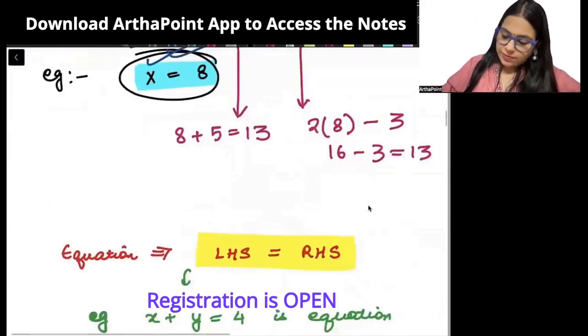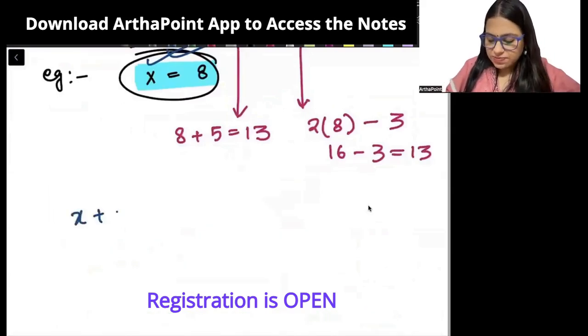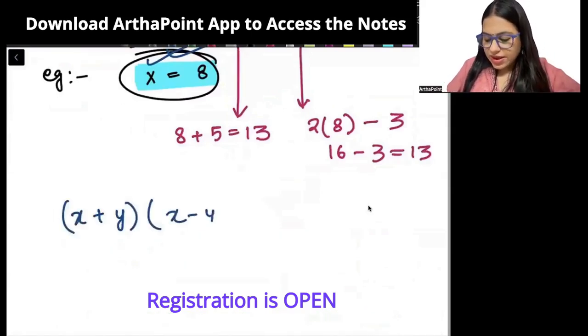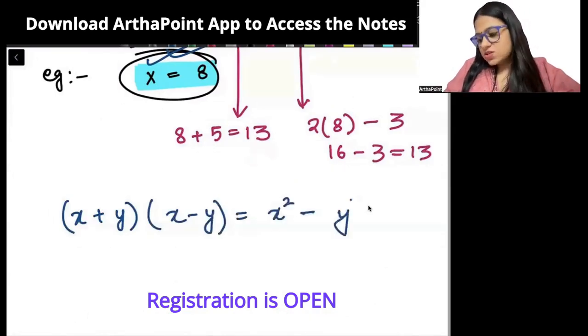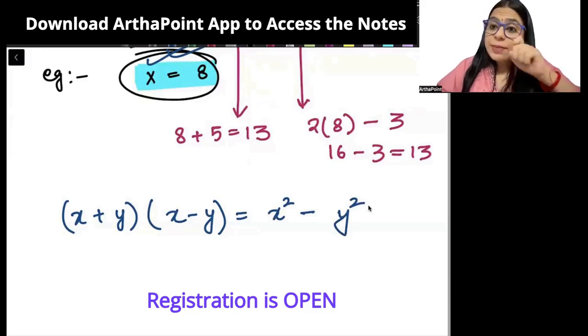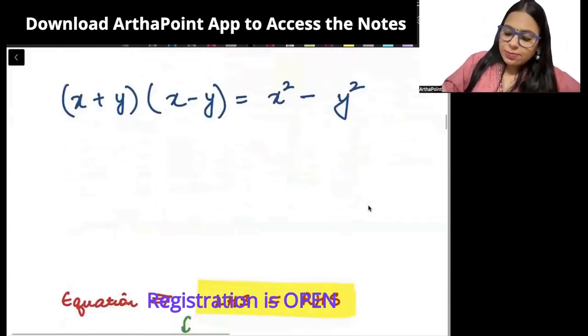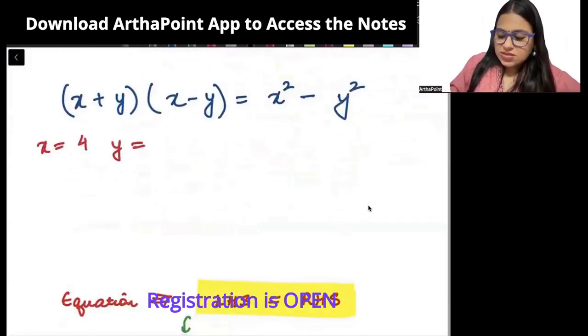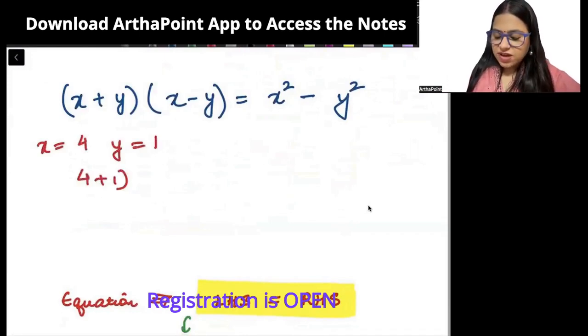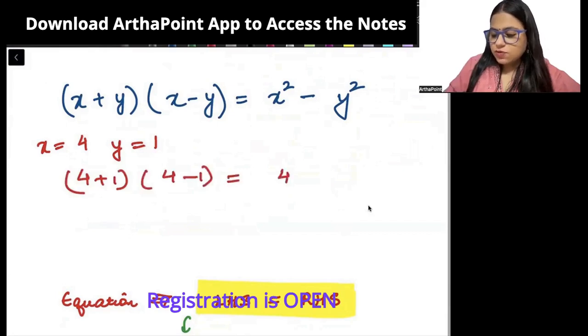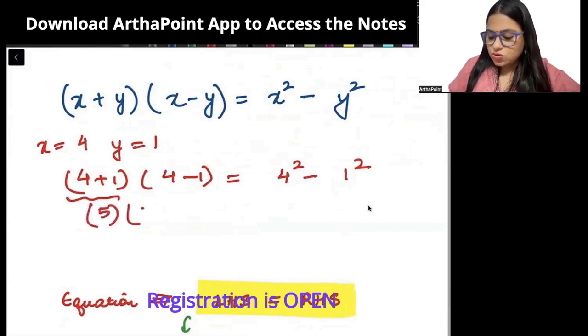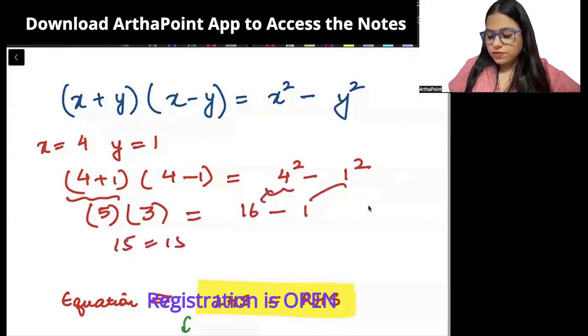So this is an equation. But tell me something. अगर मैं ये लिखती हूँ कि x plus y into x minus y is equal to x square minus y square, तो ये हमेशा ट्रू है. You put any value of x, you put any value of y, this is always true. Take an example बेटा. जैसे I will put x as 4, y as 1. तो 4 plus 1, 4 minus 1 equal to 4 square minus 1 square. ये हो जाएगा 5 into 3, 16 minus 1, 15 equal to 15.